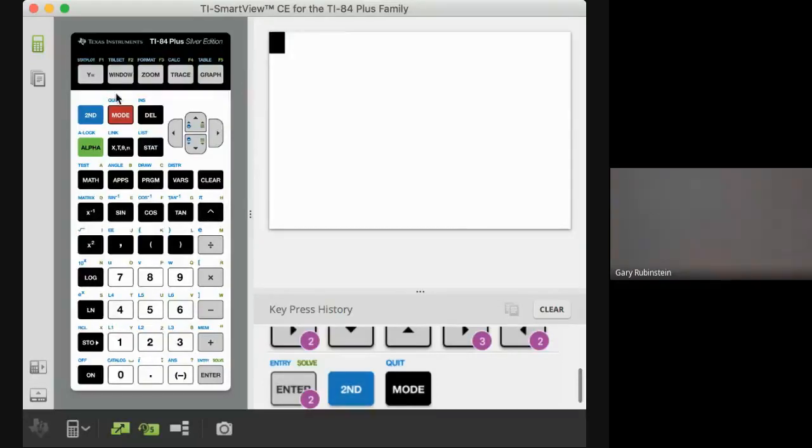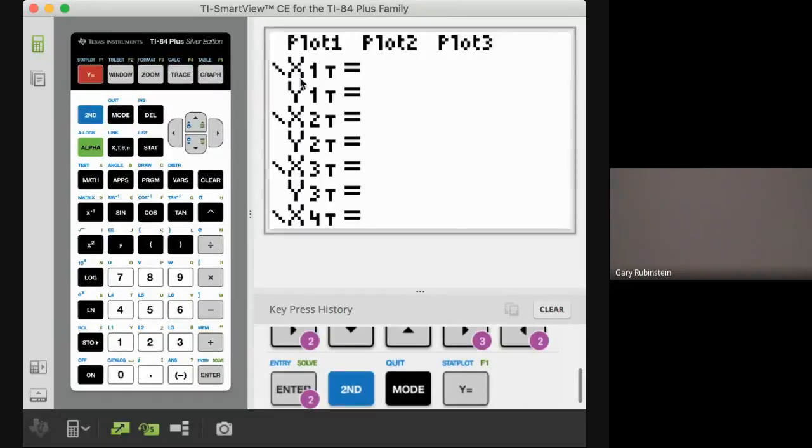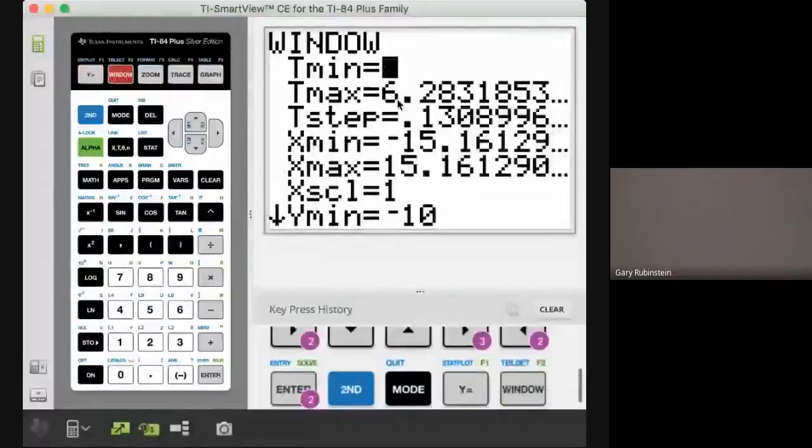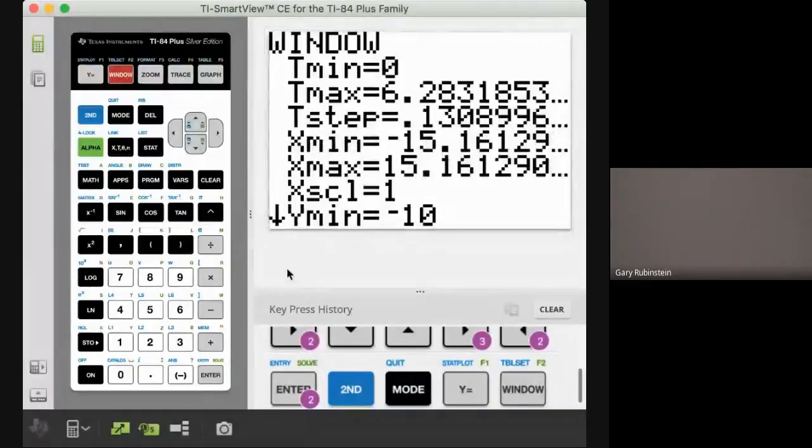However, when I push the Y equals button now, I see a kind of unusual thing where it says X1T, Y1T. And when I push window, I see this T min, T max, T step, X. I'm going to explain what all that means today. And today's going to be one of the easier days because it's the introduction to this new topic. But tomorrow it gets a little bit harder, and then each day. And this unit is only about 8 days. So let me now go back to the smart board.